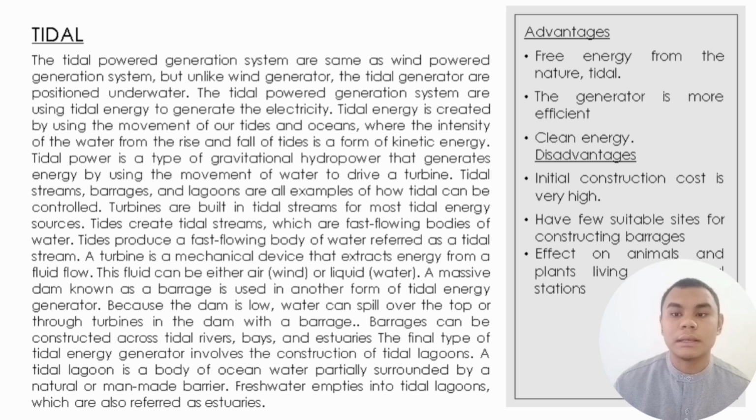Tidal power is a type of gravitational hydropower that generates energy by using the movement of water to drive a turbine. Tidal stream, barrage and lagoons are all examples of how tidal can be controlled. Turbines are built in tidal streams for most tidal energy sources.